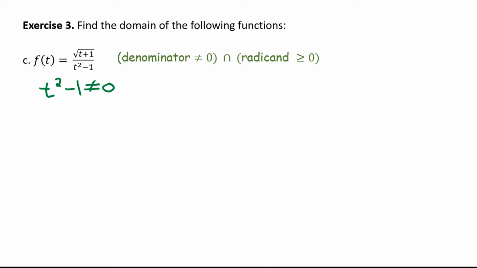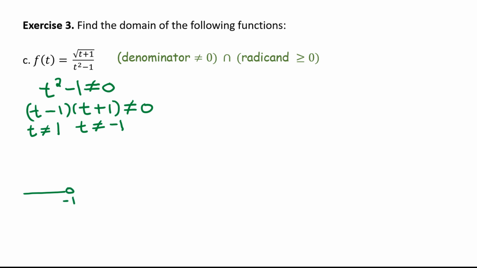T squared minus 1 is a perfect square, and it factors to the terms t minus 1 quantity times t plus 1 quantity, still not equal to 0. Using the 0 product property, we can solve for the values, and we get t cannot equal 1 and t cannot equal -1. Let's mark this on a number line. We'll draw a basic number line with holes at -1 and 1. This is to indicate that all numbers except -1 and 1 are acceptable if this is only the denominator.